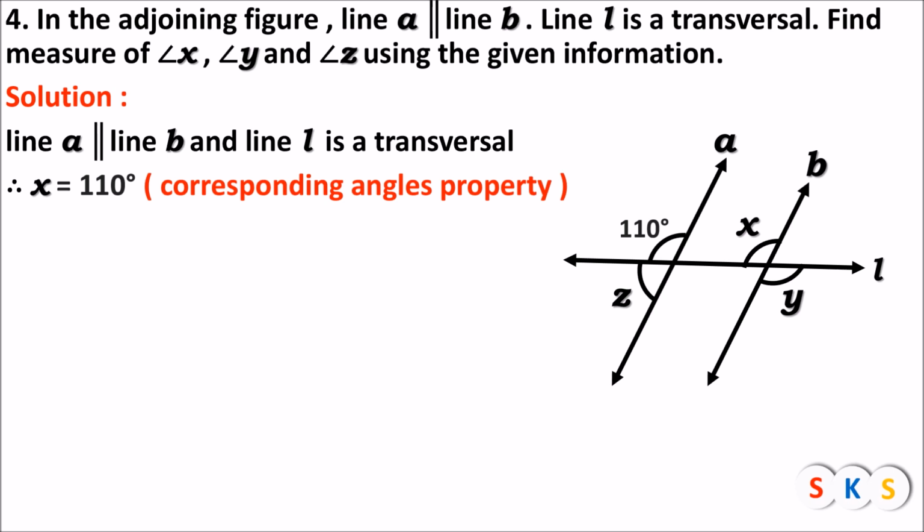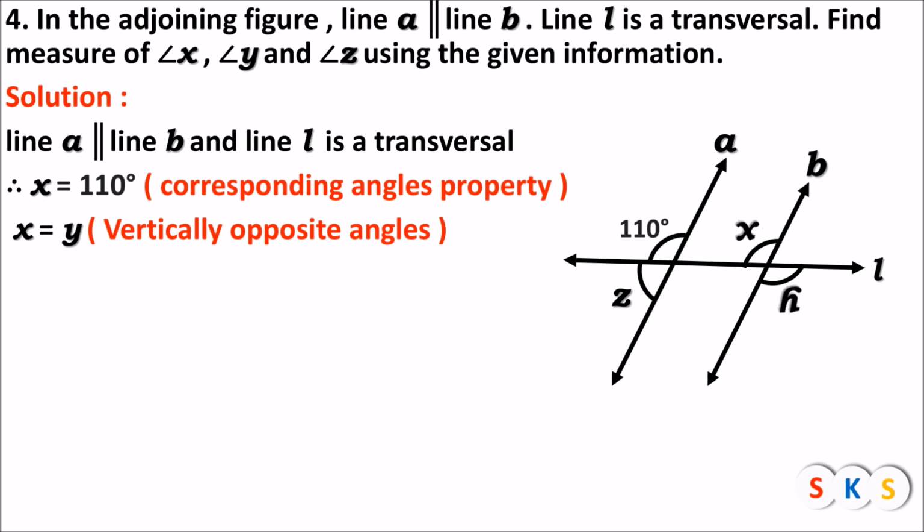Now we will find Y. Look at this figure. What is the relation between X and Y? They are vertically opposite angles, right? You can see in the figure, X and Y are vertically opposite angles, and we know vertically opposite angles are congruent. Therefore, X equals Y, but X is 110 degrees. Therefore, Y equals 110 degrees.